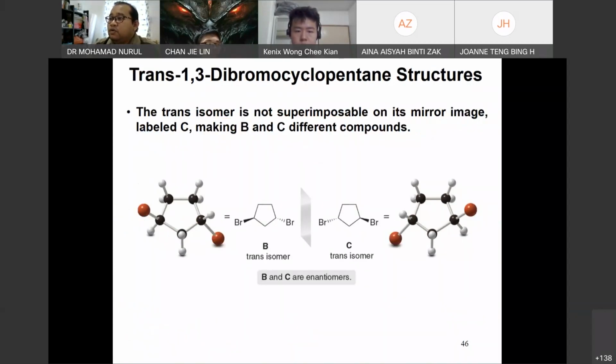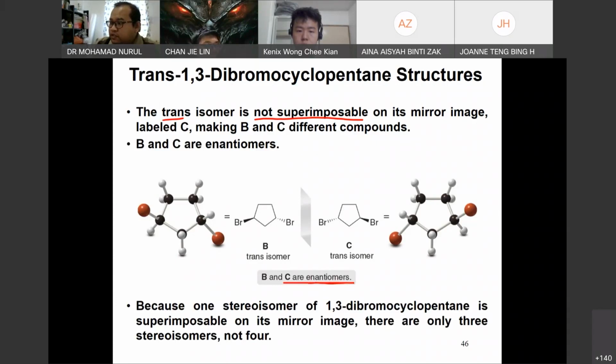So we already discussed the cis, and now we move to the trans isomers. The trans is not superimposable on its mirror image. Label it C, making B and C different compounds, and B and C are enantiomers. So because one stereoisomer of 1,3-dibromocyclopentane is superimposable on its mirror image, there are only 3 stereoisomers, not 4.